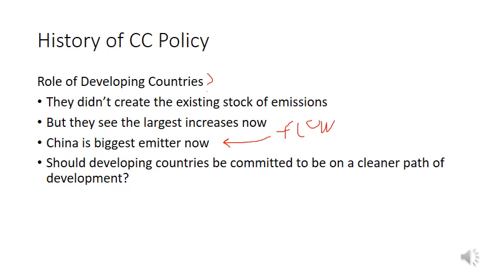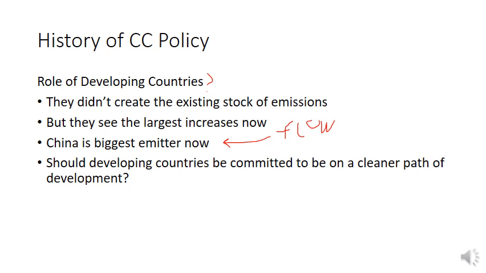So this open question on the role for developing countries is basically posed as follows. Should developing countries be committed to be on a cleaner path of development? So on the one hand, they are the ones we see the largest increases now in terms of flow. But on the other hand, is it fair? Remember, the question beneath all these environmental economics questions is how are people harmed or helped? And are those harms and helps just and equitable?